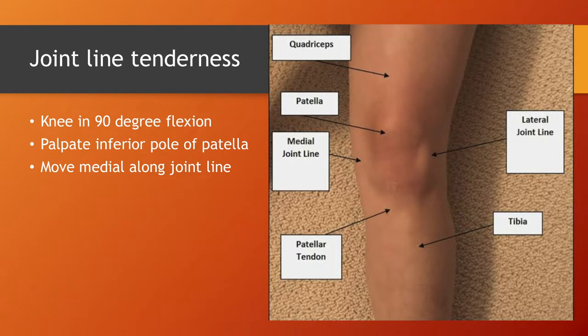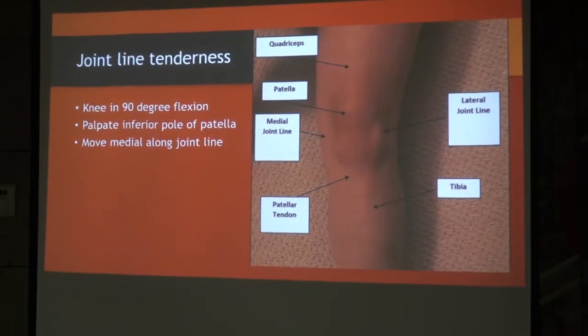On examination, this is the joint line here, this is the patella, and this is the inferior pole of the patella, and this is the medial joint line and the lateral joint line. Because osteoarthritis in more than 90% of cases starts on the medial side, if you palpate this area, you will find tenderness.